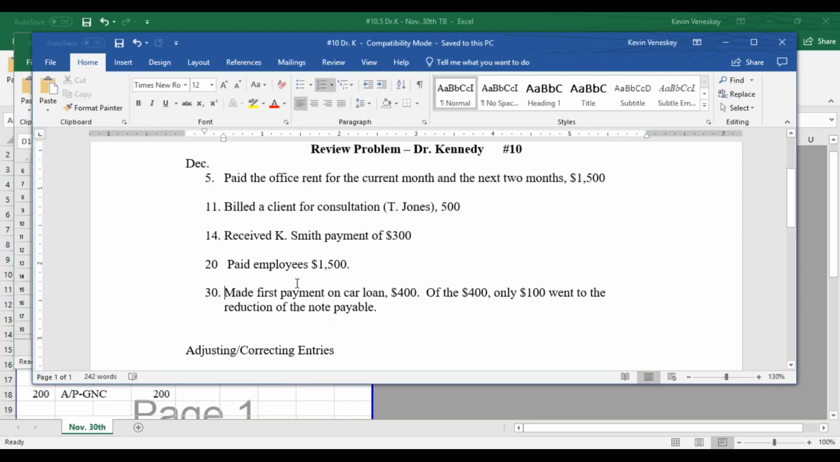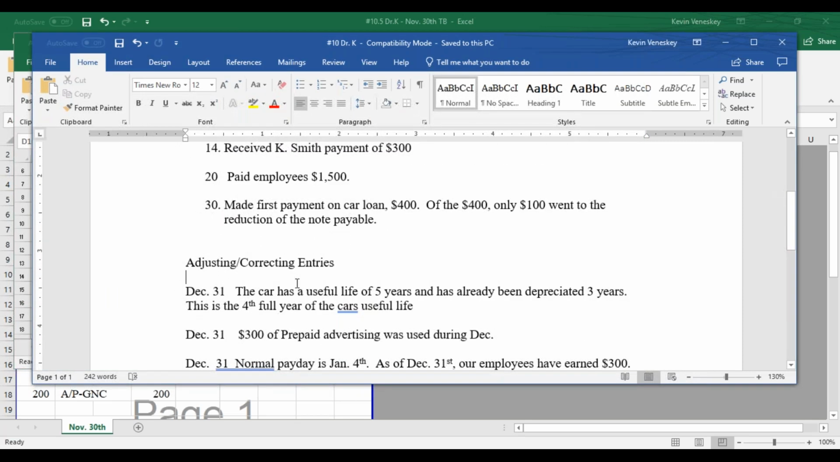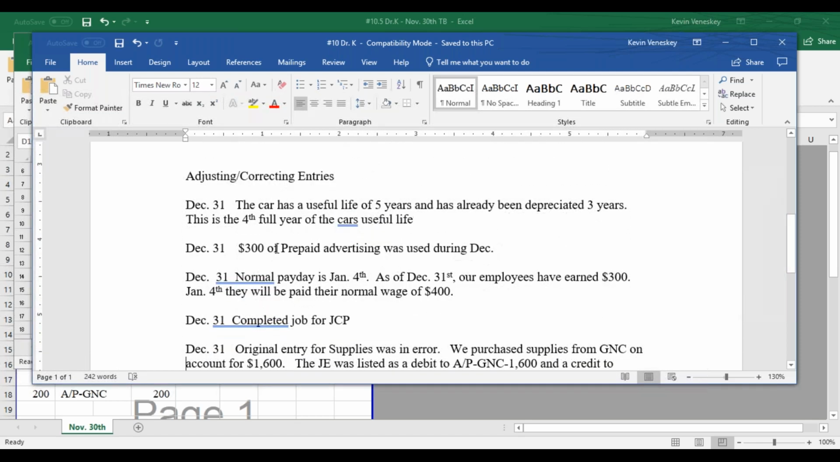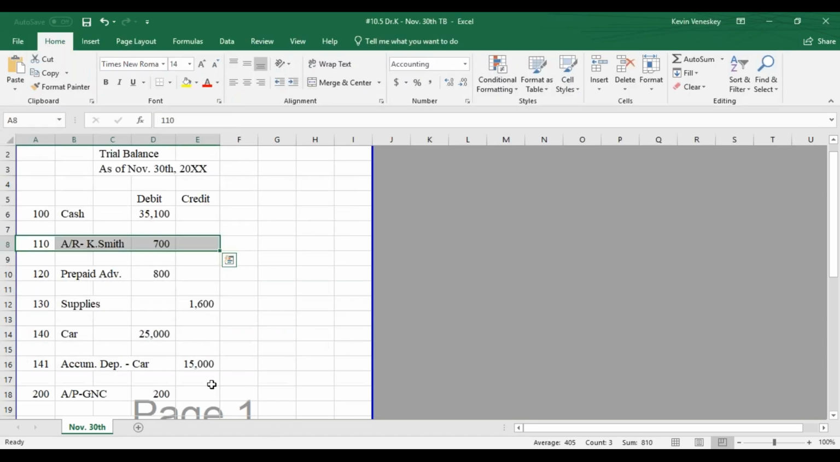Okay, moving on to the adjusting entries. What you might want to do is just draw a line across on your journal paper to show you're ready to start the adjusting entries or correcting entries. Our useful life is 5 years. We've already depreciated at 3. So we need to look at the car. Yep, okay, so that makes sense.